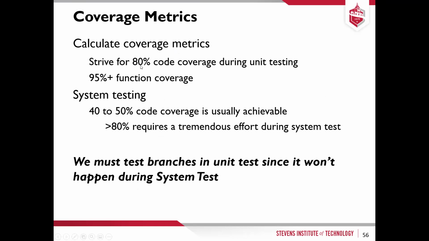So if I go 80% of the code coverage during the unit test, it would be 95% plus function coverage. If I'm looking at the system, 40 to 50% code coverage is usually achievable. I cannot do more than that. More than 80% requires too much effort during the system testing that we normally cannot do.